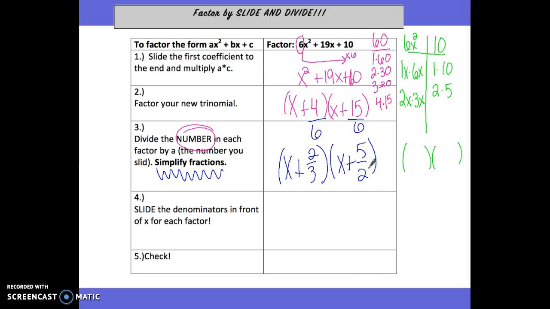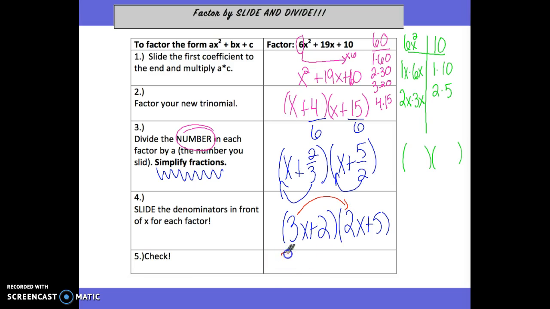The last step is slide the denominator in front. Because you don't want a fraction, you kick up the denominator and it becomes 3x plus 2 times 2x plus 5. So then you can check by distribution like what we did in chapter 7.